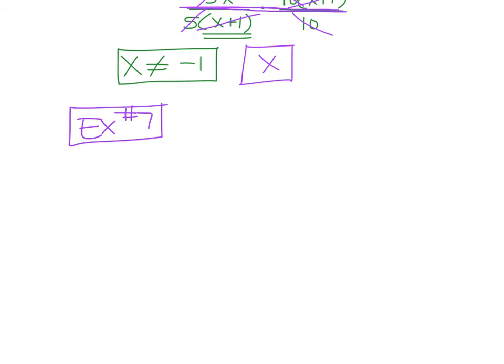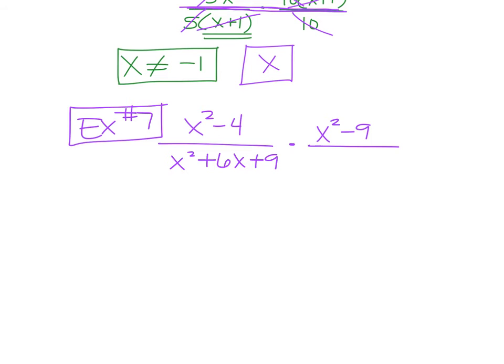All right, how about this one? X squared minus 4, over x squared plus 6x plus 9, times x squared minus 9 over x squared plus 4x plus 4. What is x squared minus 4 going to be? X plus 2, x minus 2. That's a difference of squares. So x plus 2 times x minus 2.